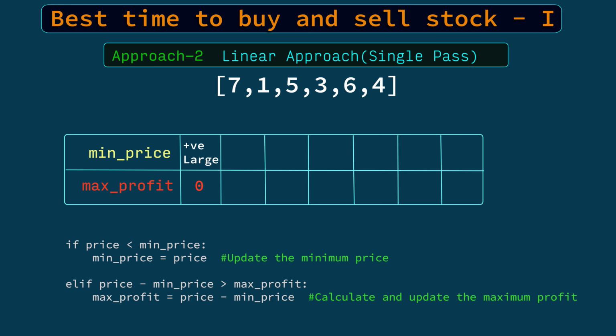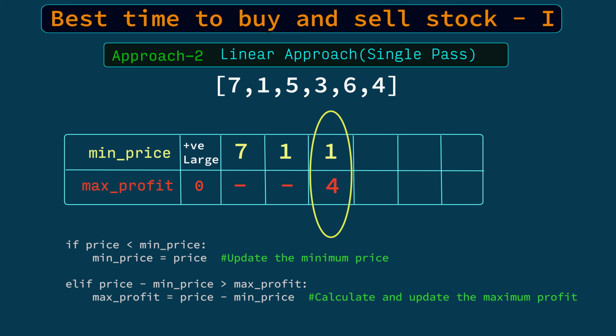So in the first iteration, the minimum price will be very large, so it will get updated with the very first day stock value, that is 7, right? And here the max profit will remain 0. Similarly, in the second pass, the min price will update to 1, max profit will remain 0. In the next iteration, the current price is 5, but the min price is 1. So the min price will not get updated, but the profit will be calculated. The current profit will be 5 minus 1, 4. Since this is greater than the max profit, we will update the max profit with 4.